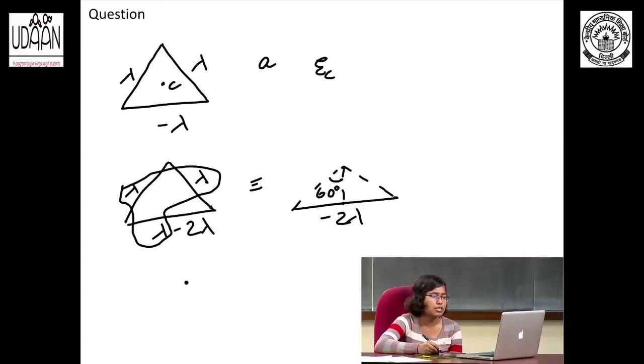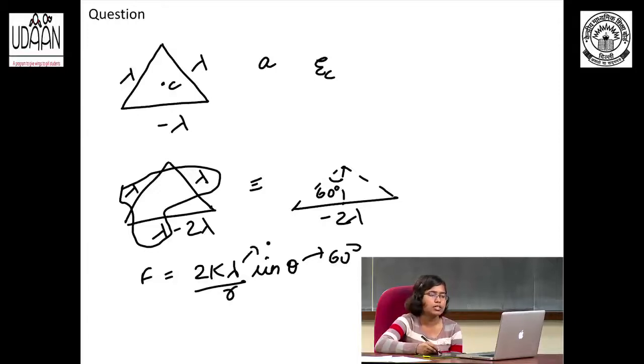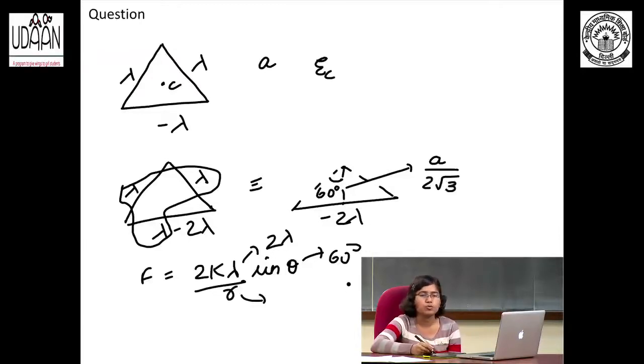This angle is 60 degree. So we have the force 2k lambda by r sin theta, where theta is 60 degree. Lambda in this case is 2 lambda and r is this distance, which is equal to a upon 2 root 3. So we can find out the force in this way.